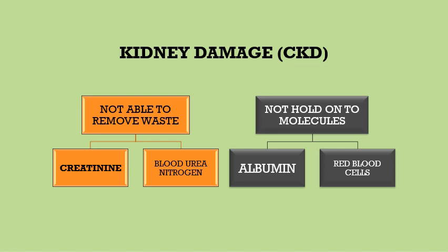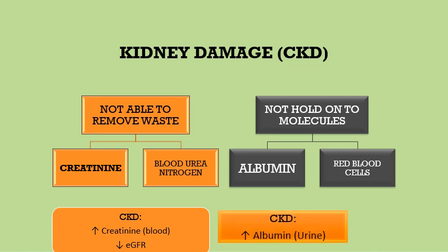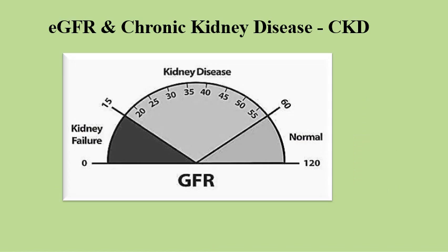So the kidney damage from diabetes will show low eGFR in general, with or without the presence of albumin in the urine. Just based on the eGFR alone, the term CKD, or chronic kidney disease, is defined as a decrease in eGFR to less than 60 milliliters per minute.